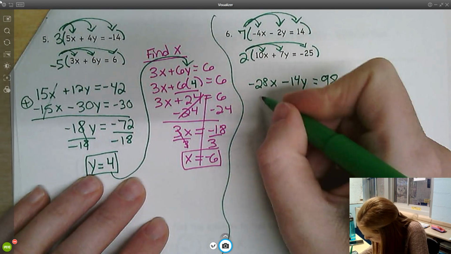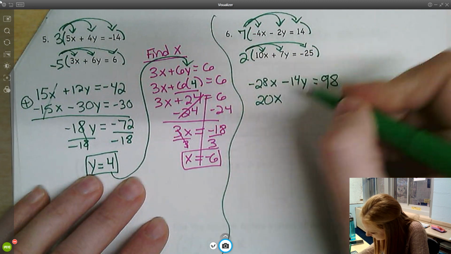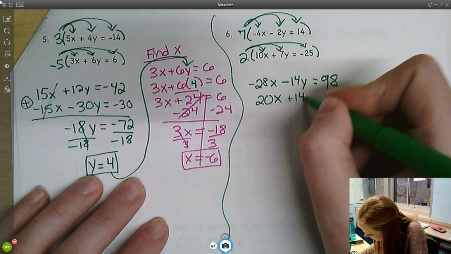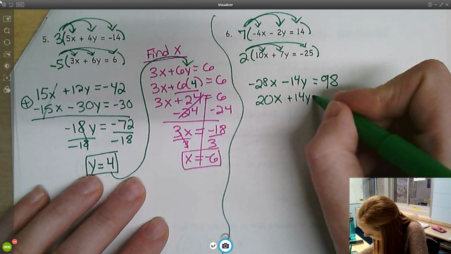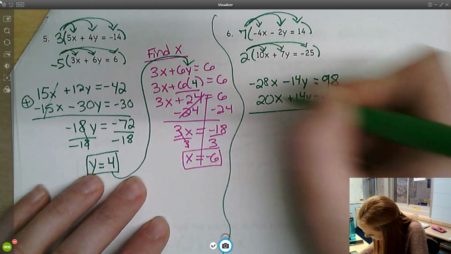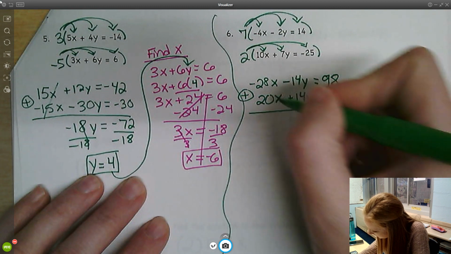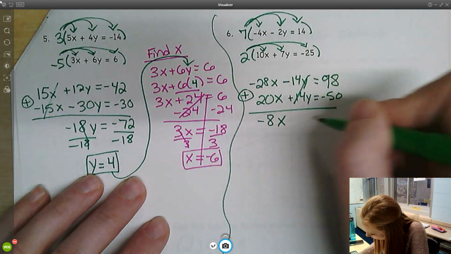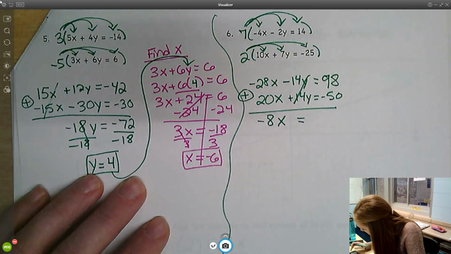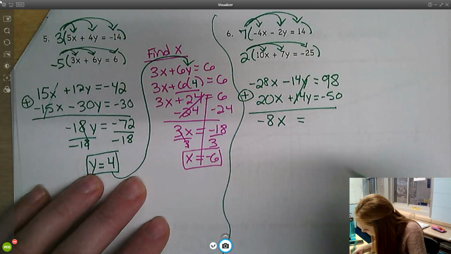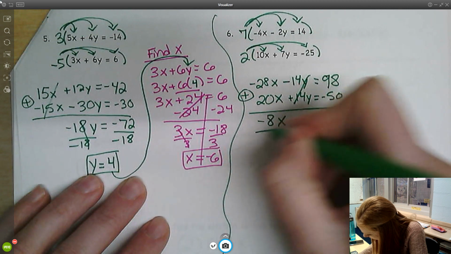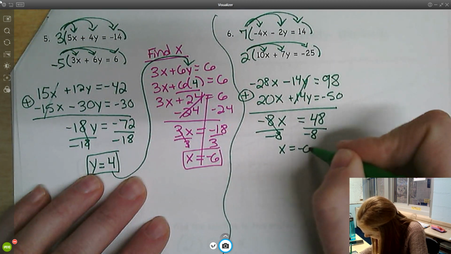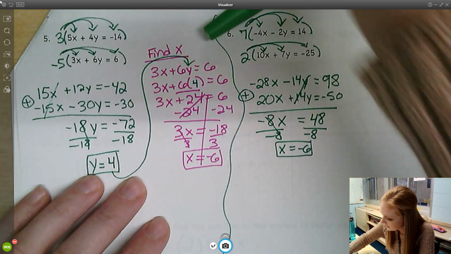Okay, and then our second equation, 2 times 10x is 20x. 2 times 7y is positive 14y. And 2 times negative 25 is negative 50. Add and eliminate. Negative 28x plus 20x is going to give you negative 8x. Our y's will cancel. 98 minus 50 gives you 48. Divide both sides by -8. And we get -6.